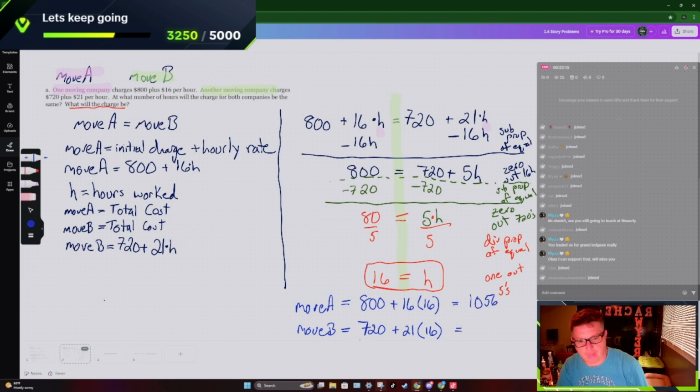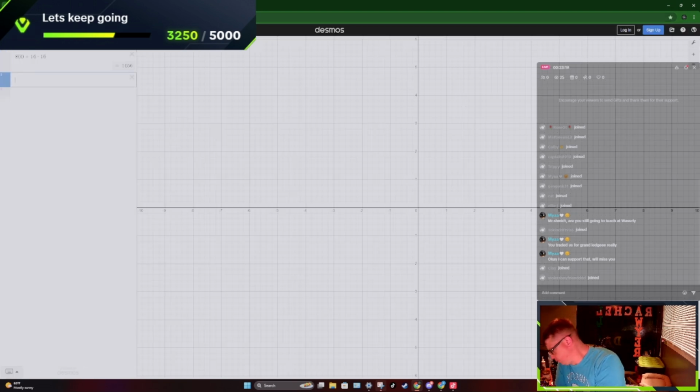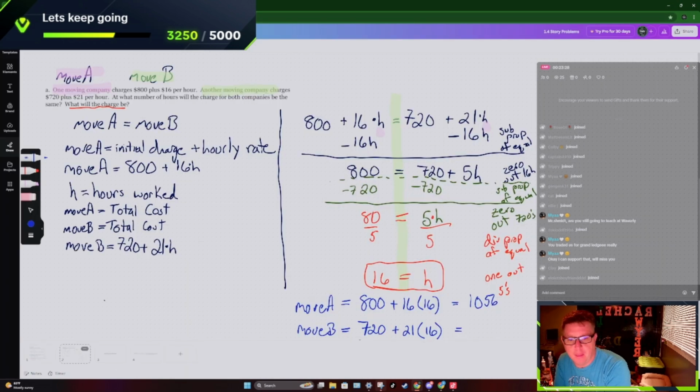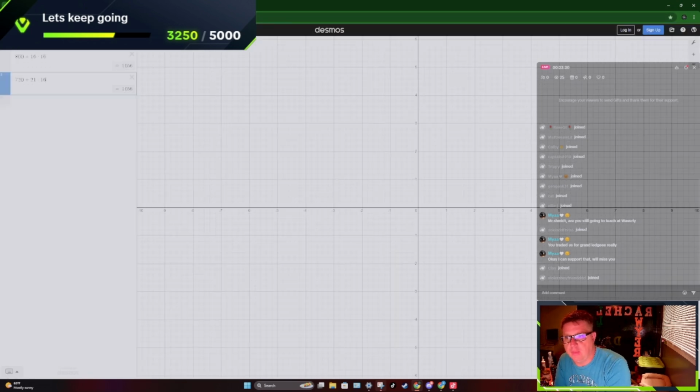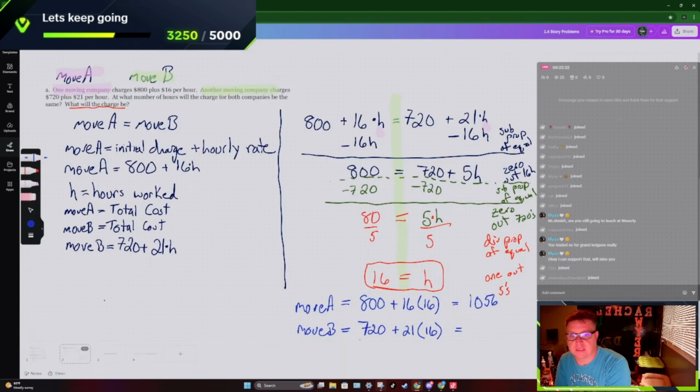1056. Okay. Now, next one we're going to do is 720 plus 21 times 16, right? 21 times 16. Okay. And that gives us 1056 as well. And we show that mover A is going to be equal to mover B.